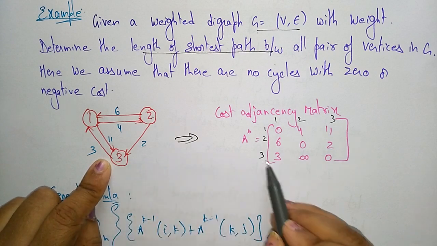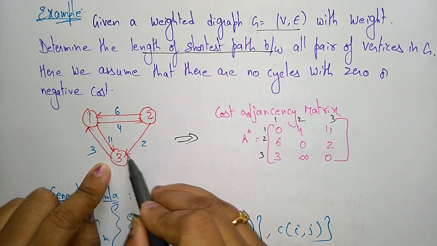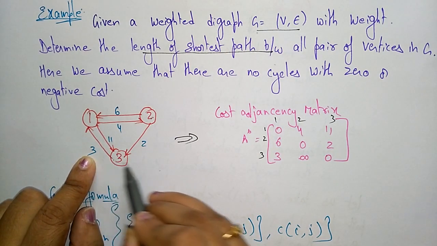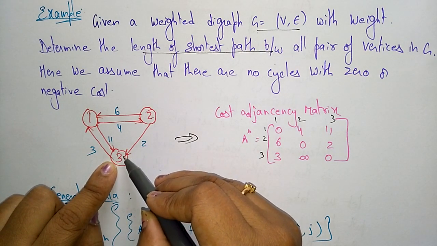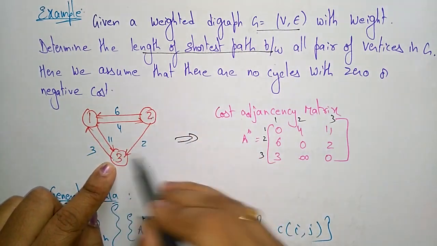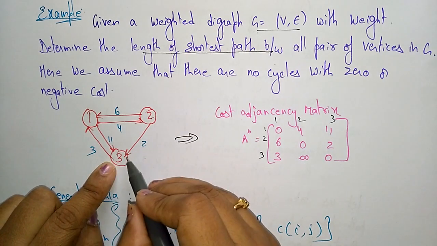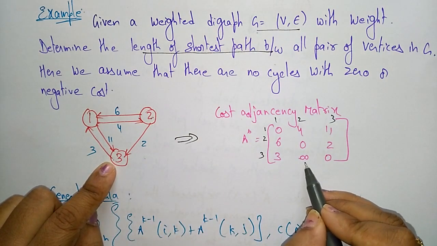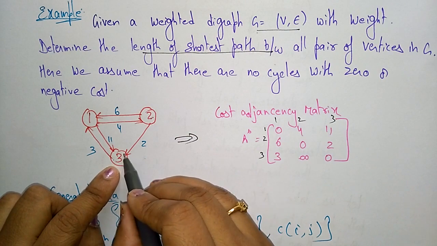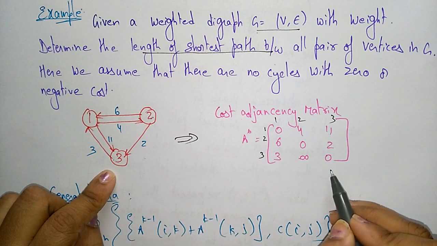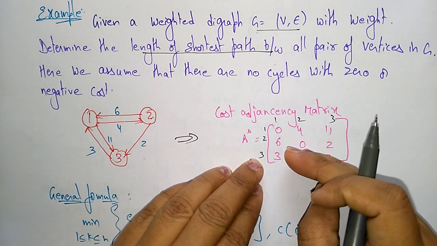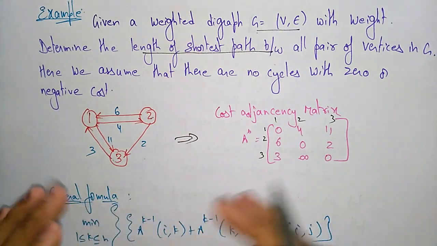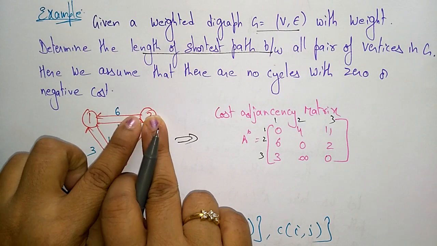In the same way, 3 to 1, the cost is 3. And 3 to 2, there is no direct edge, so you can't go directly from 3 to 2. You have to go another way, and you don't know the exact path, so just write infinity. And 3 to 3, the cost is 0. So this is the cost adjacency matrix. With the help of this matrix, we have to find the next matrices.